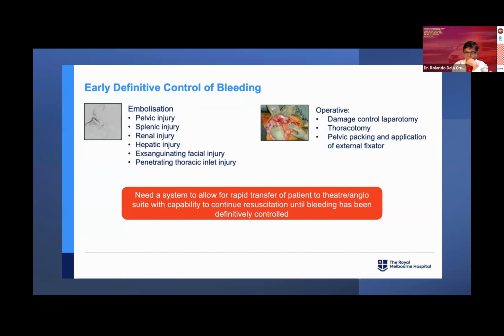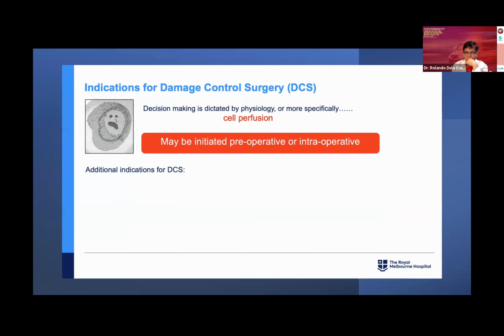So what do we do with damage control surgery? What's the decision making? Well, the decision making is really dictated by the physiology. Unless things turn very quickly, you know you're going to be doing a damage control approach for those patients because the physiology is severely deranged. Sometimes the physiology becomes more deranged whilst in theatre, and that may be a time then to turn to damage control too, particularly if coagulopathy has become an issue.